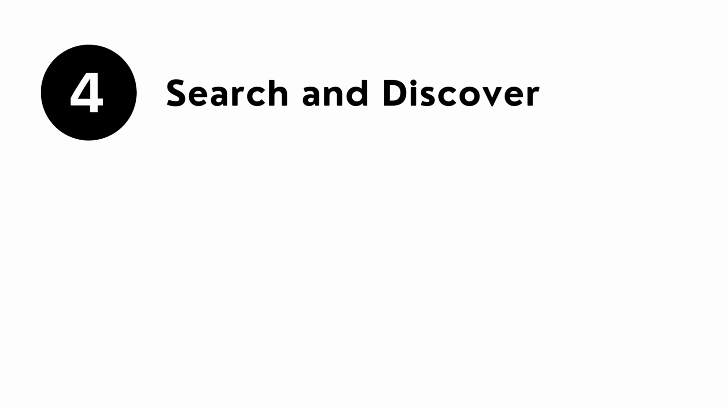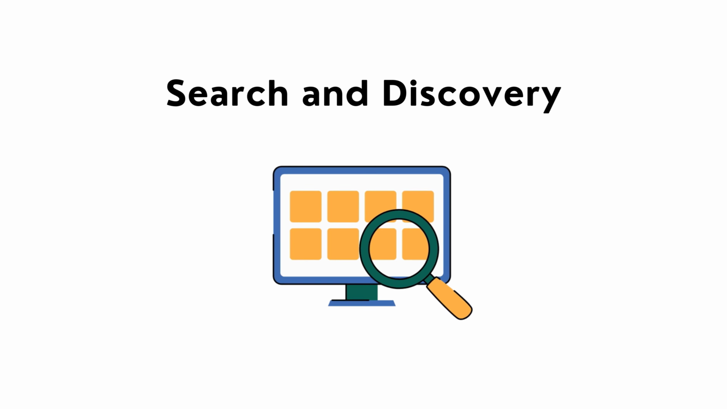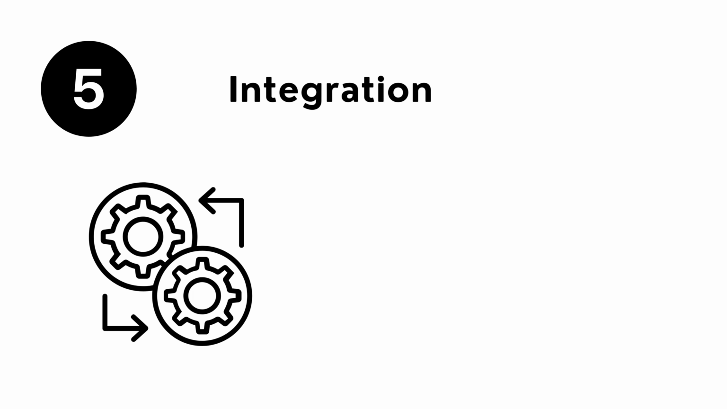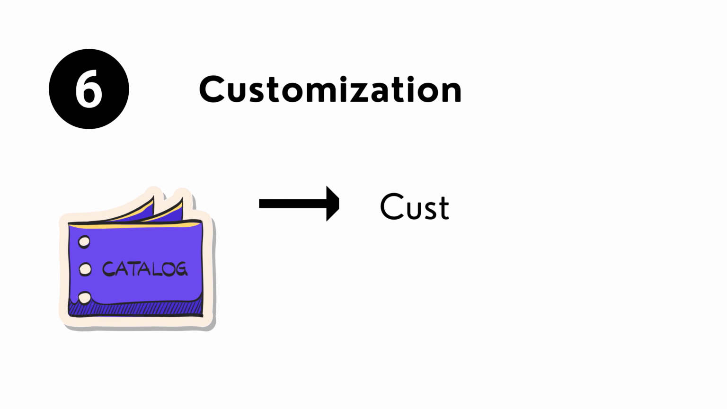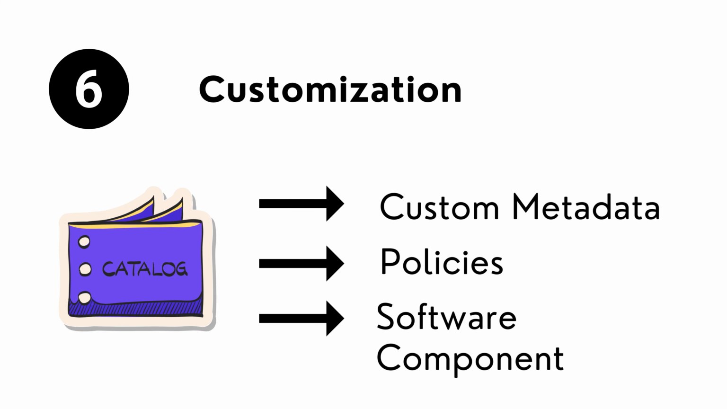The next feature is search and discovery. Easily search through the catalog to find the components you're looking for. Integration is the next feature. The catalog can be integrated with other parts of Backstage, including the plugin ecosystem. The final feature we'll talk about is customization. You can extend the catalog to include custom metadata, policies, and even new types of software components.